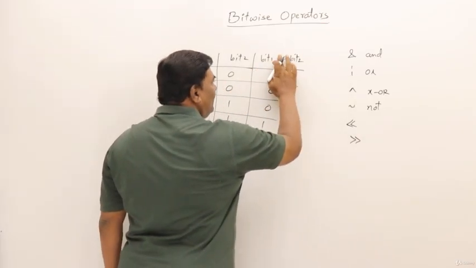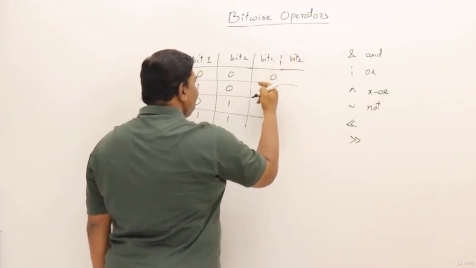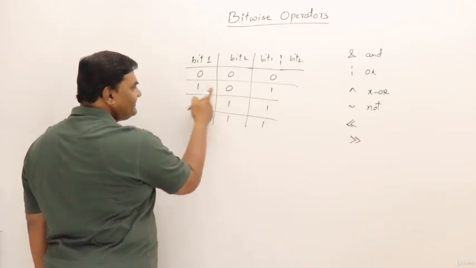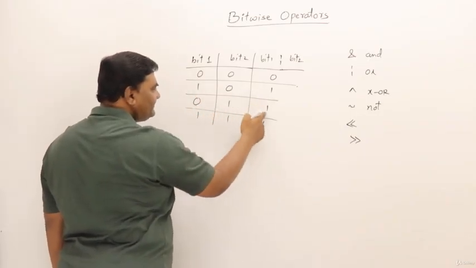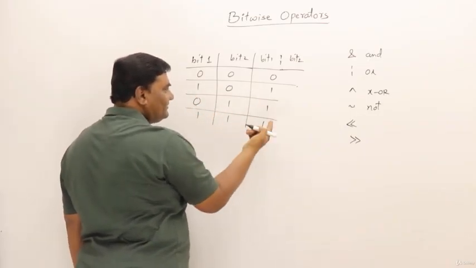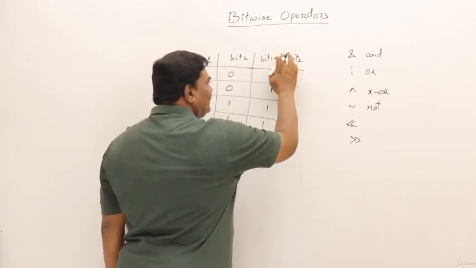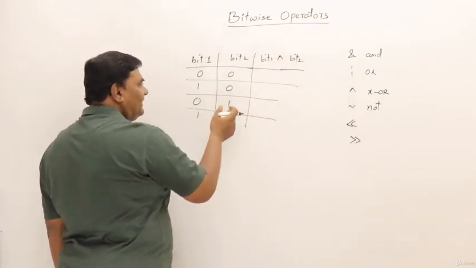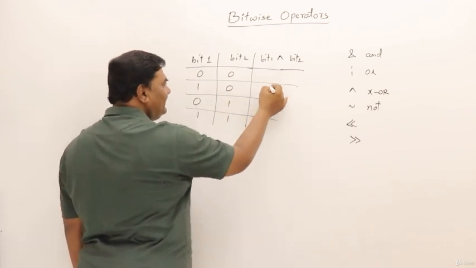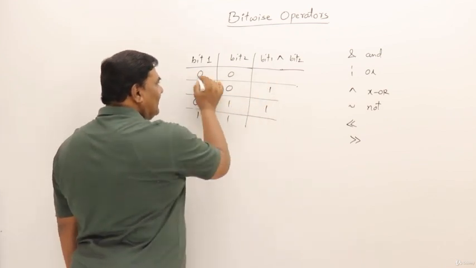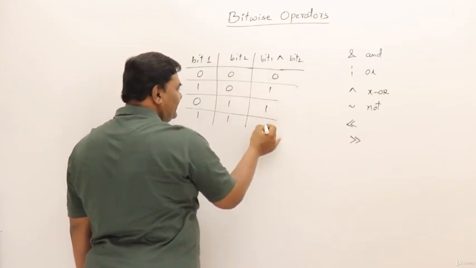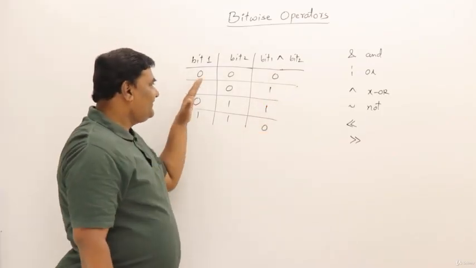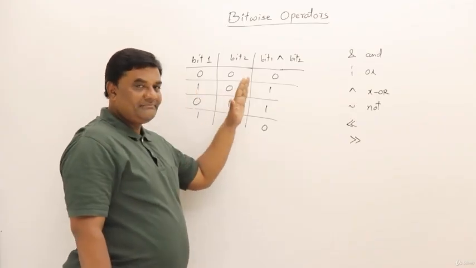Then if I say OR, then this will be 1 if any one of the bits is 1. See, this is 1, so the answer is 1. Out of these two bits, this is 1, so the answer is 1. Or both are 1, so the answer is 1. Then if it is XOR, if both the bits are different, then only it will be 1. If both the bits are the same, then it will be 0.